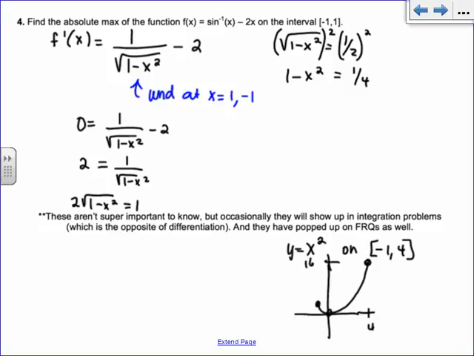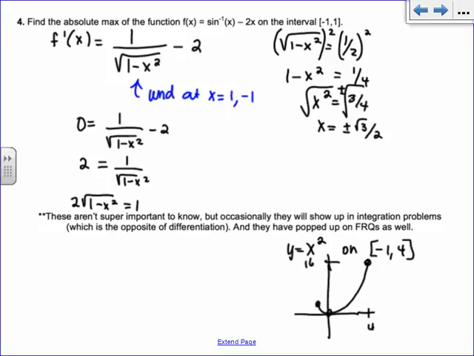Okay, when we subtract the 1 over, we get negative x squared equals -3/4. So we have x squared is equal to positive 3/4. Square root, plus or minus. So we get x equals plus or minus the square root of 3 all over 2. Okay, so those are critical values.